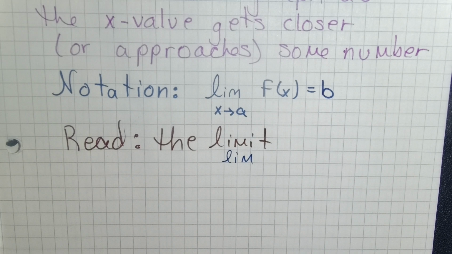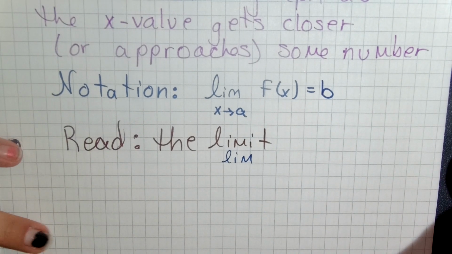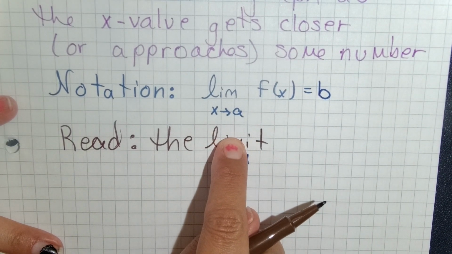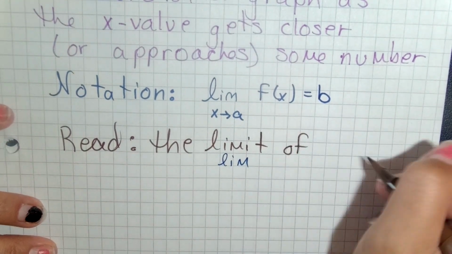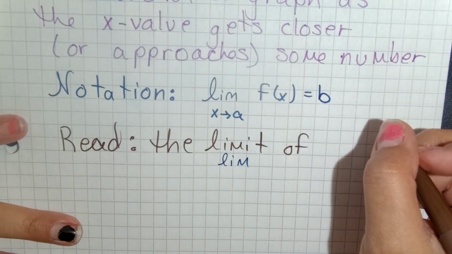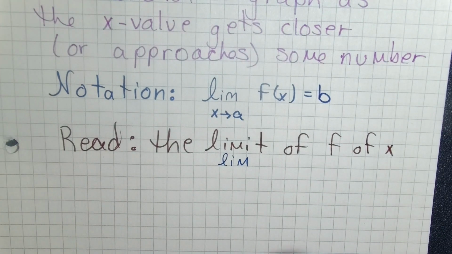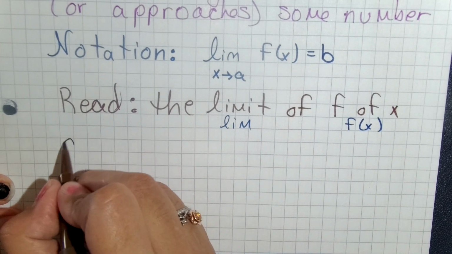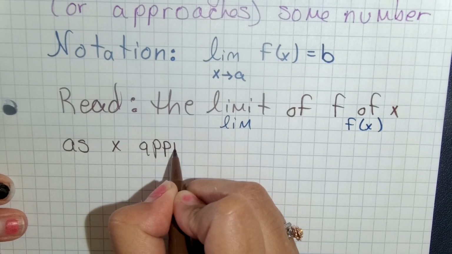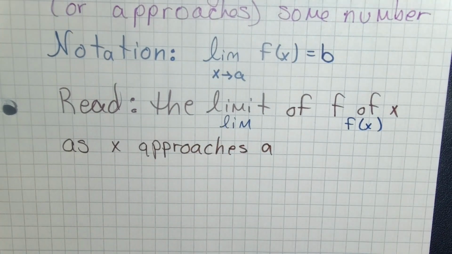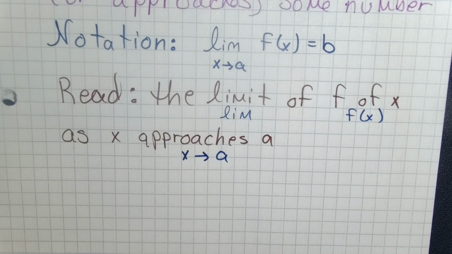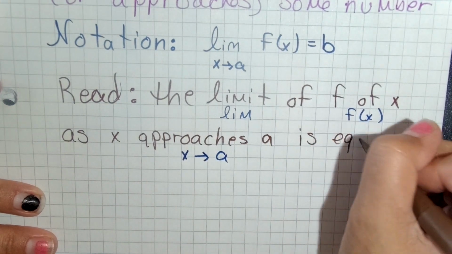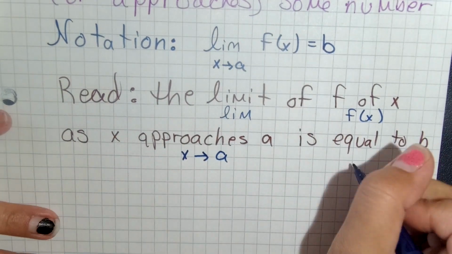Am I going too fast? Anybody? Okay, a little bit. The limit, so LIM stands for limit, of f of x. This is not f parentheses x parentheses, f of x, as x approaches, so gets closer and closer to, A, x approaches A, is equal to B. So equal B.